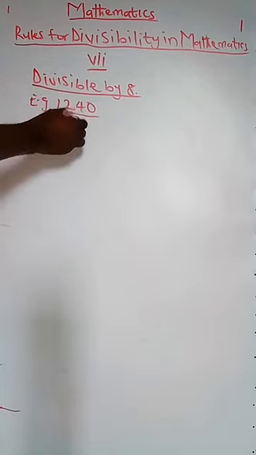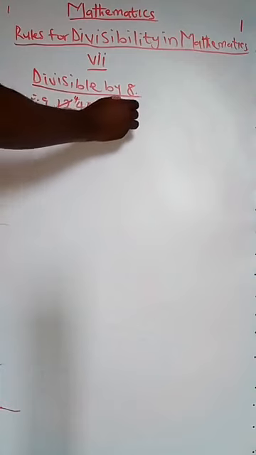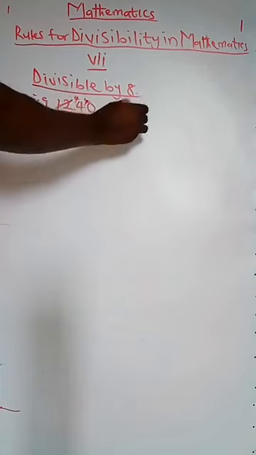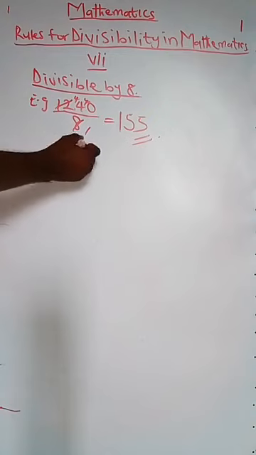Let's check. 8 in 12, 1. Remainder 4. 8 in 44, 5. Remainder 4. 8 in 40, 5. So that is how to determine if a number is divisible by 8. Let's move to the next one.